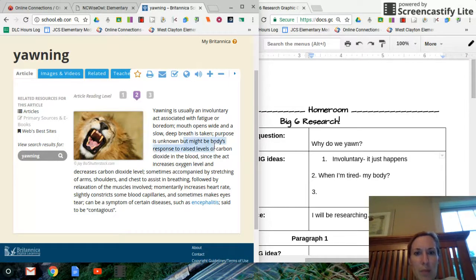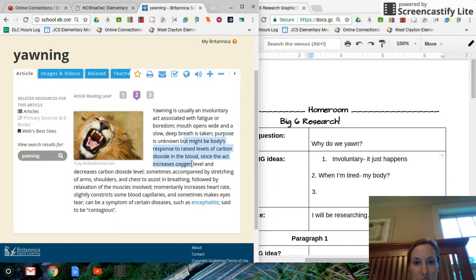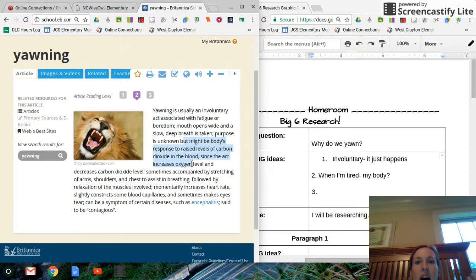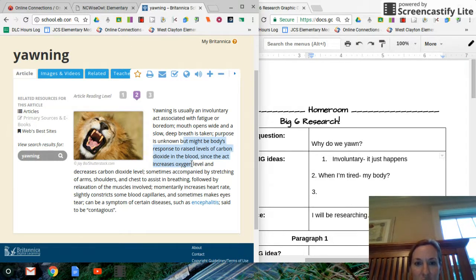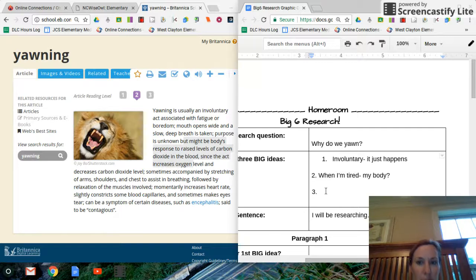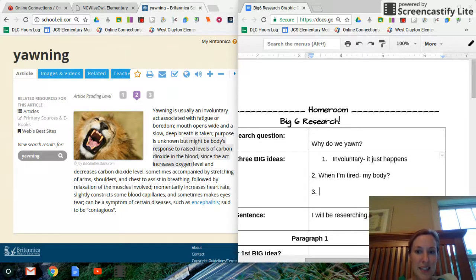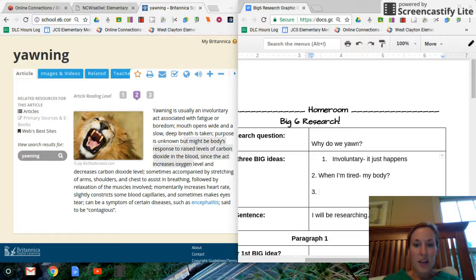Purpose is unknown, but might be the body's response to raised levels of carbon dioxide in the blood. What? Since the act increases oxygen. Hold on. So when I increase oxygen, let me think about my body. Where in my body is the yawning happening? I open my mouth, I breathe in oxygen or air, and my lungs fill up. So, kids, we're trying to learn about the human body, so I'm going to make my 3rd big idea something about the human body. So, human body, and it's dealing with my lungs and my mouth, because that's what happens. I open my mouth and my lungs fill up with air.